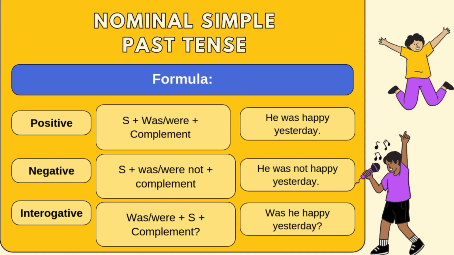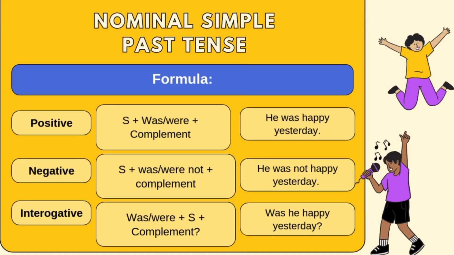For the negative form, we just add not after was or were. We don't change the other positions. For example, he was not happy yesterday. I was not at home last night. We were not busy this morning. Easy, right? Just say was not or were not to show that the situation did not happen.